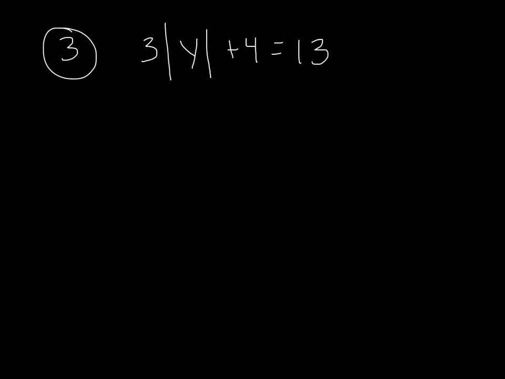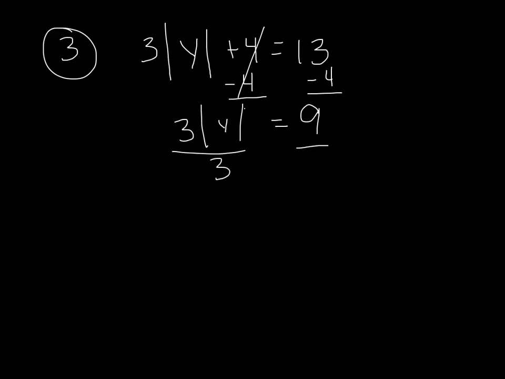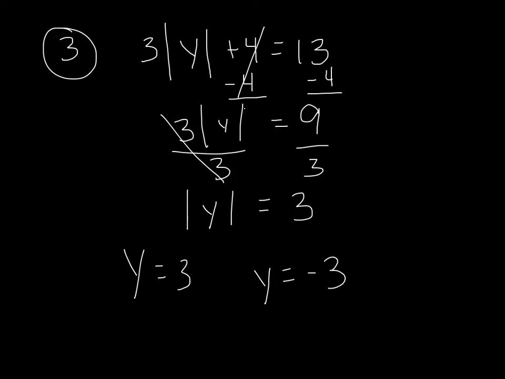3 times the absolute value of y plus 4 equals 13. The first thing you have to do is get the absolute value by itself. So we're going to subtract 4 from both sides. So we have 3 times the absolute value of y equals 9. Then we need to move that 3, so we divide both sides by 3. So you get the absolute value of y equals 3. Well, what that means is y could equal 3, or y could equal negative 3, because you have to do two equations, and both of them are already solved.